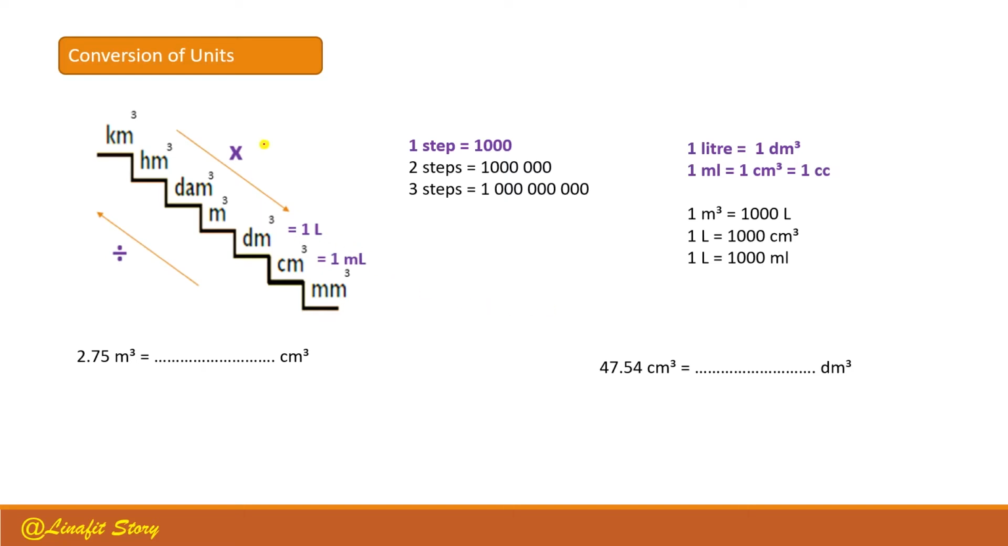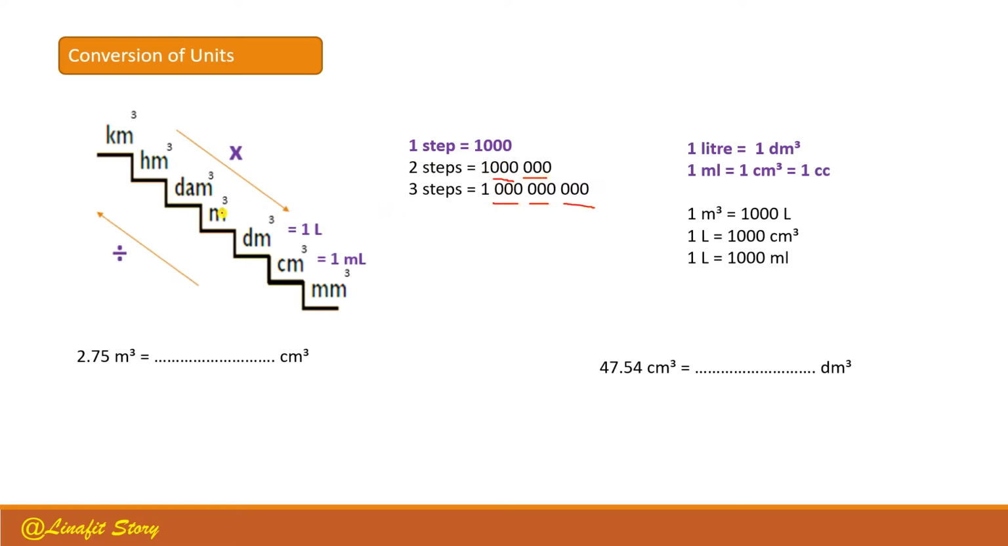Now look at the staircase. This is cubic kilometer, cubic hectometer, cubic decameter, cubic meter, cubic decimeter, cubic centimeter, and cubic millimeter. For every step down the staircase, we multiply, and then for every step up the staircase, we divide. If you move one step, multiply or divide by 1,000. 2 steps, 1 million. 3 steps, 1 billion.